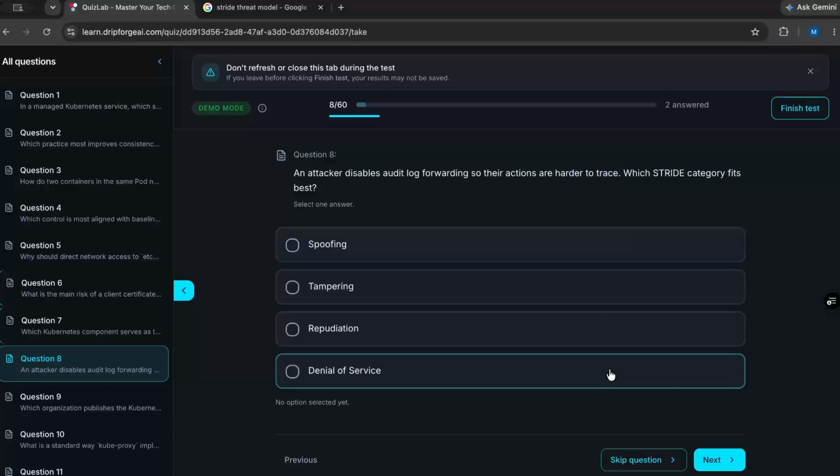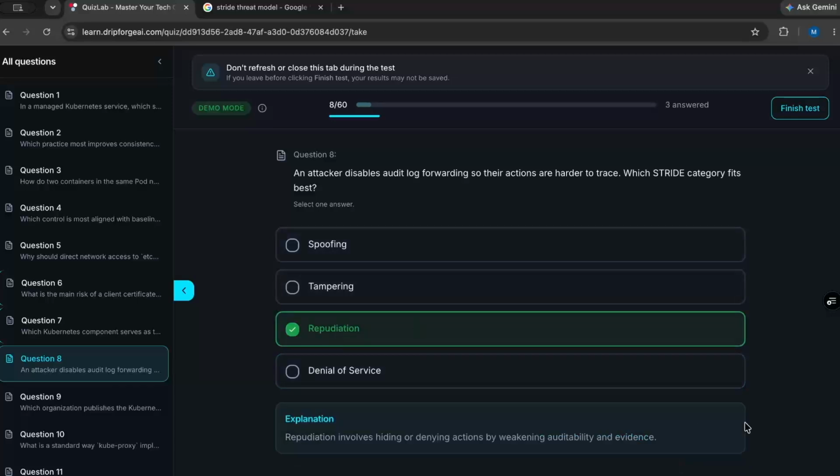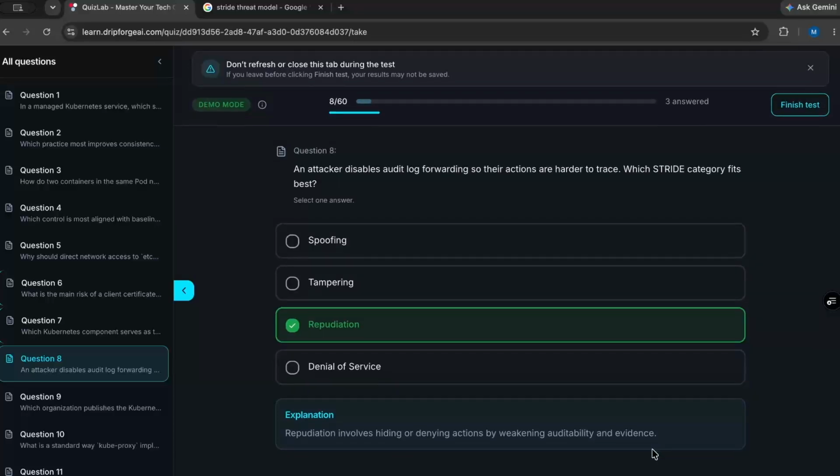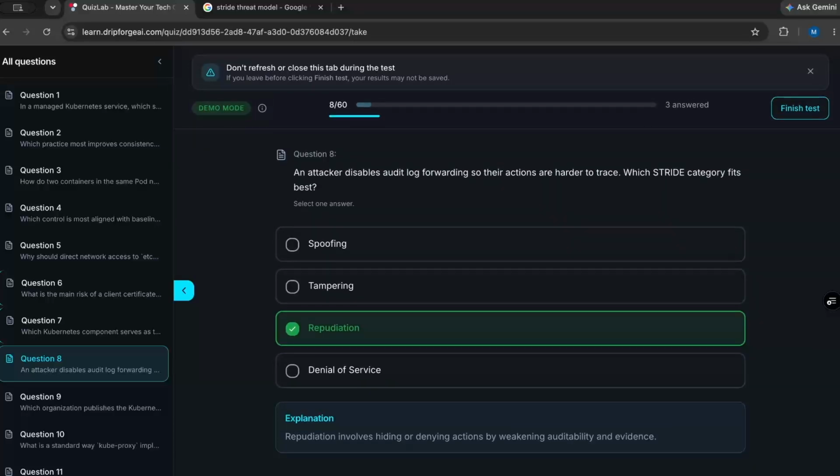Okay, so we will go with repudiation, and then what's the explanation? Involves hiding or denying action by weakening accountability and evidence. That's all. Very true.